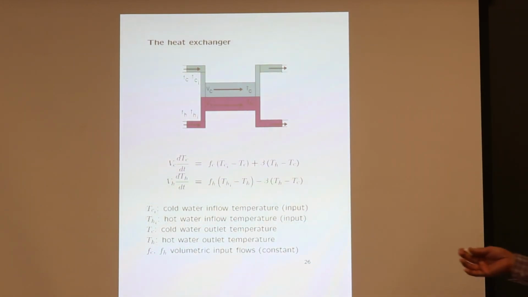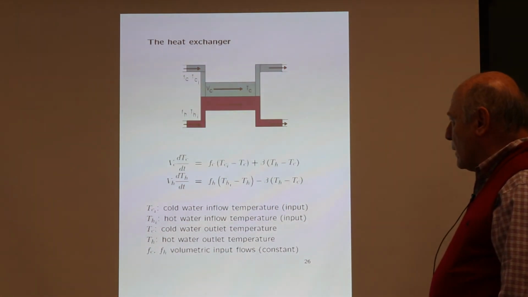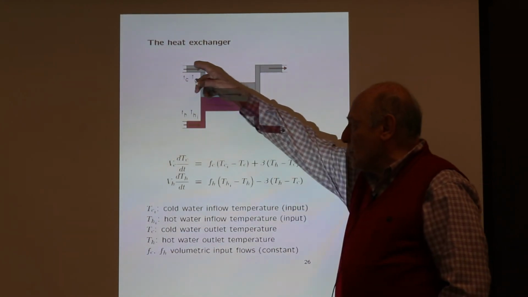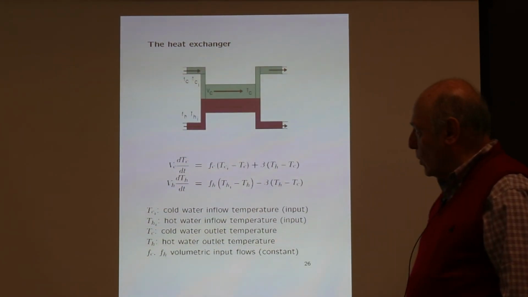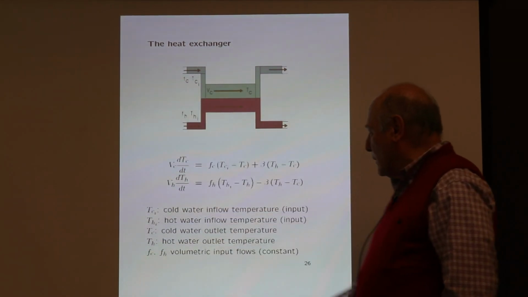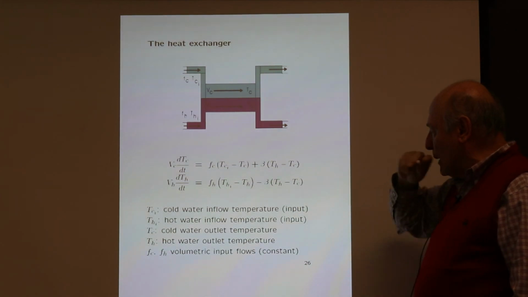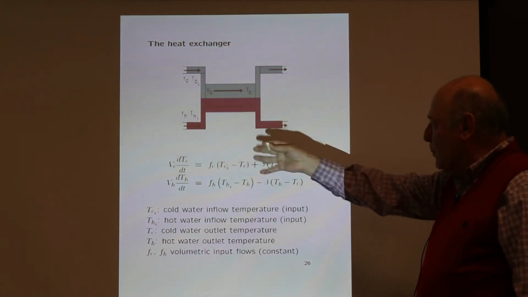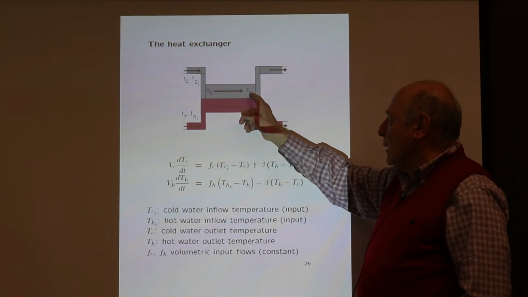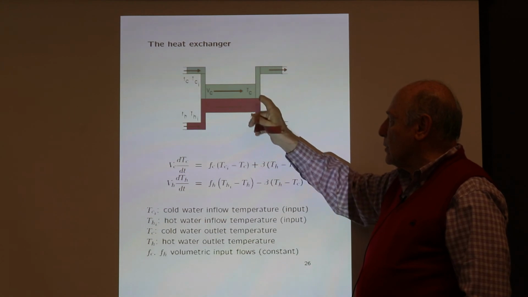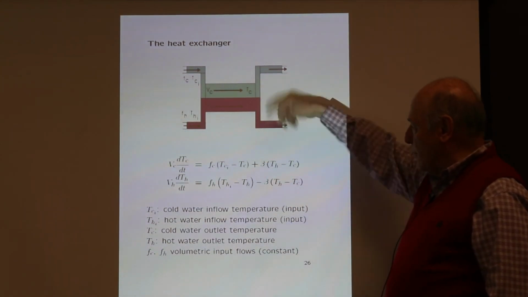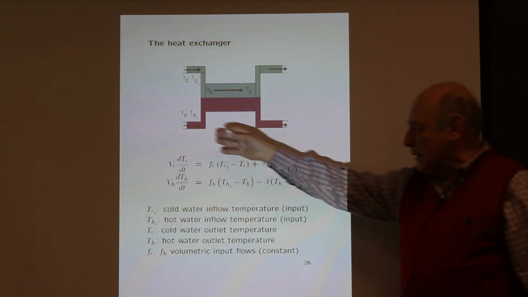So what is the dynamics of this system, and what are the controls? The controls in this case are the input temperatures of the cold and the hot water. C will stand for cold and H will stand for hot. So the input temperatures TH and TC will be the inputs to the system, and the state of the system is just the temperature at the exit of the heat exchanger. T sub C and T sub H will be the two temperatures that will form the state of the system.